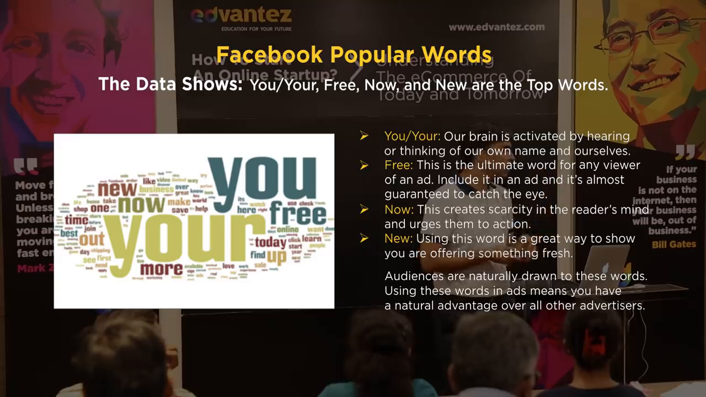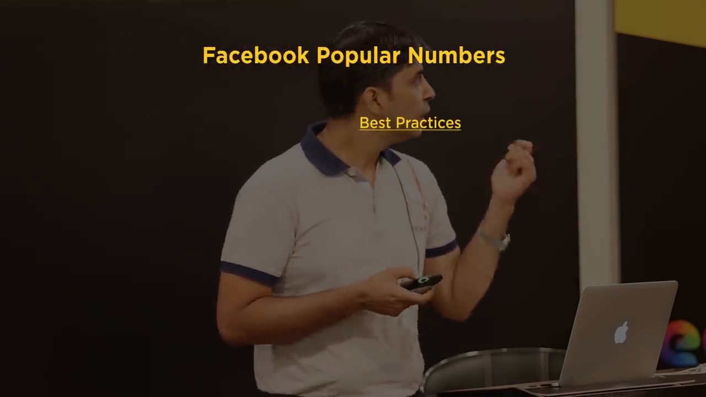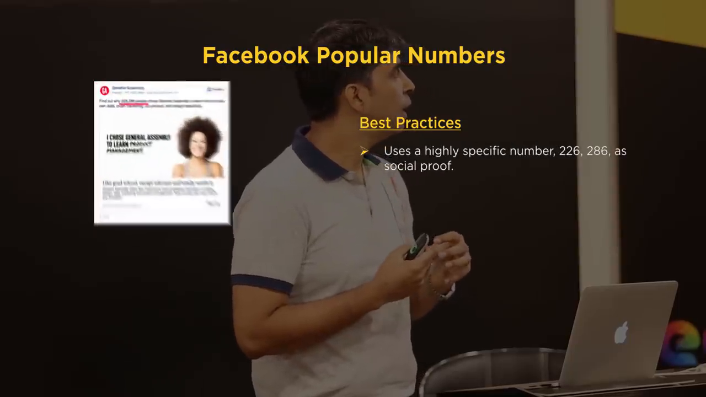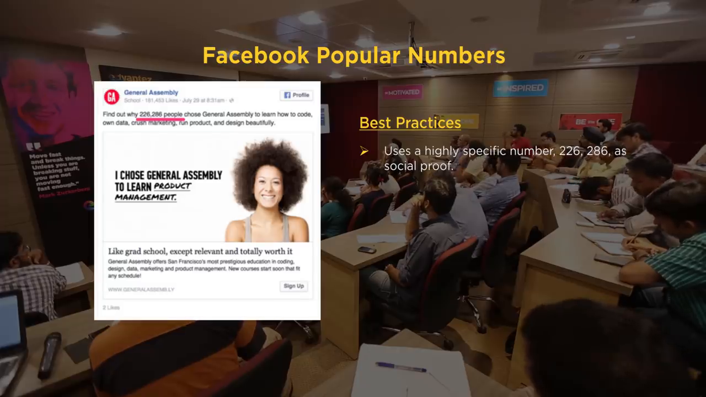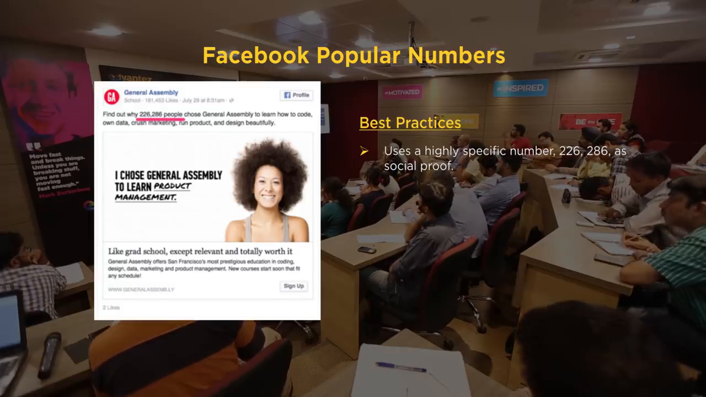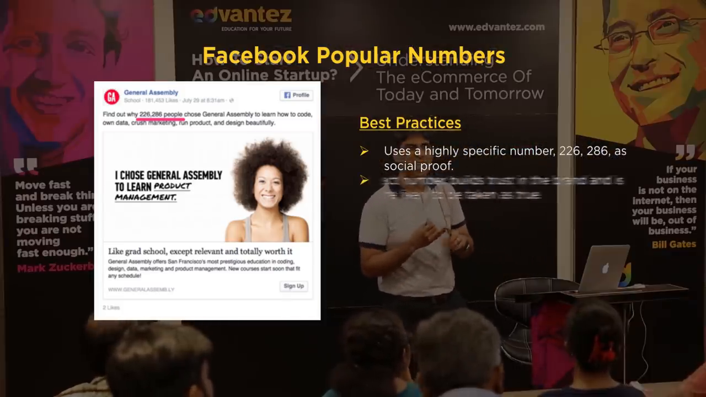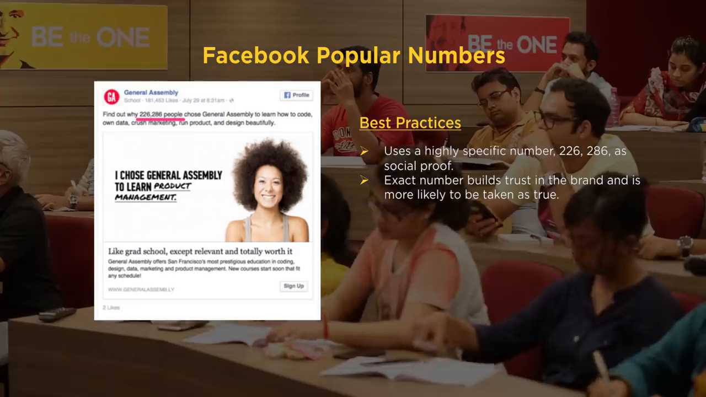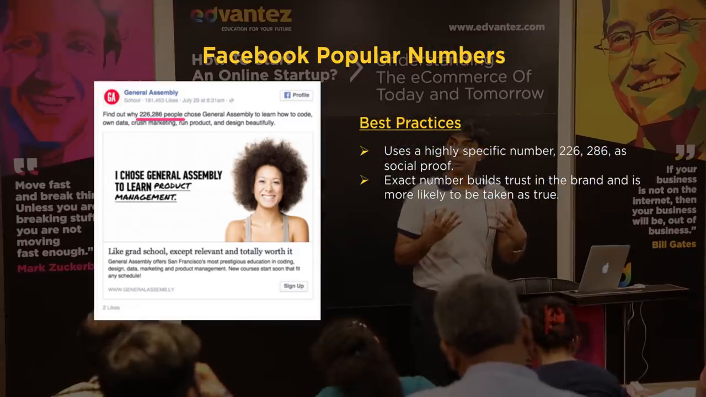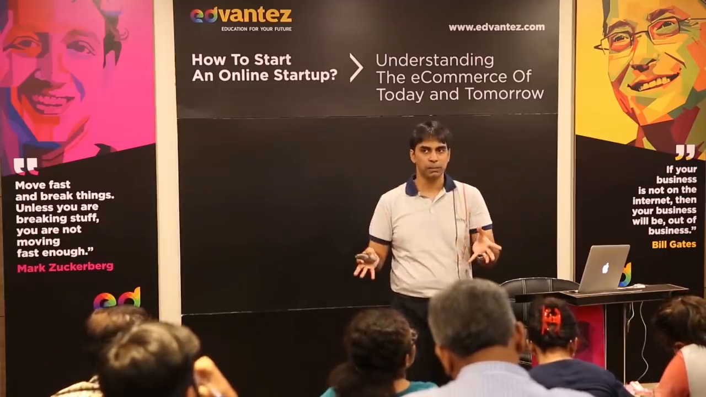Okay? So when you're creating your ads, look at these things. Popular numbers. So Facebook says that if you use a number, it actually works in your favor at times. So in this case, they used a very highly specific number, 226,286. One, it's a high number. Second, it's an accurate number, right? It's very specific. So it makes people think that this is real, okay? And the high number gives them social proof that you're actually a true person or a true company or something, right?